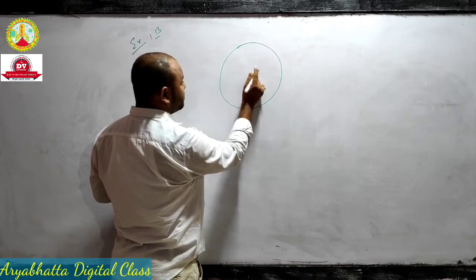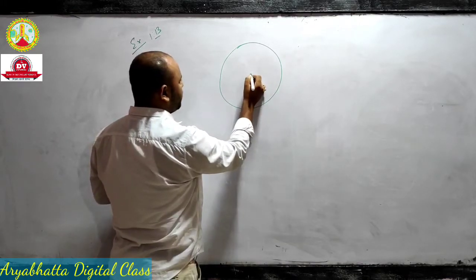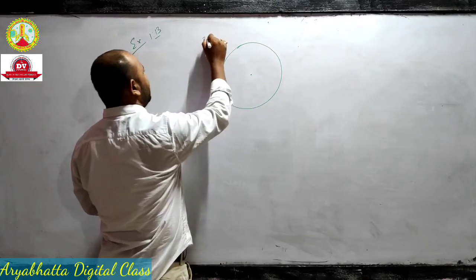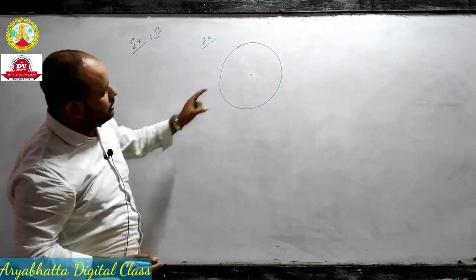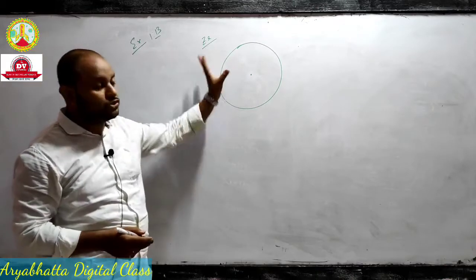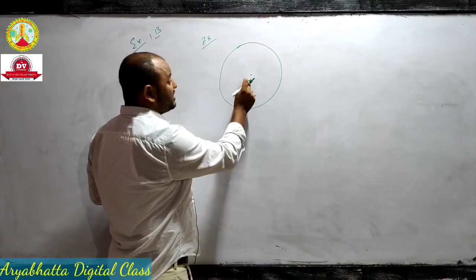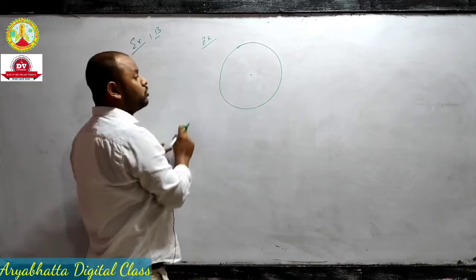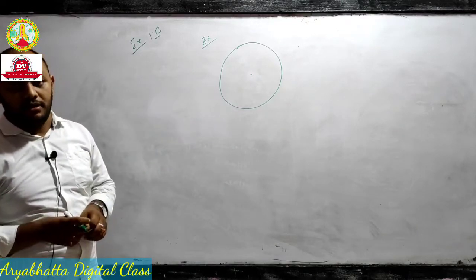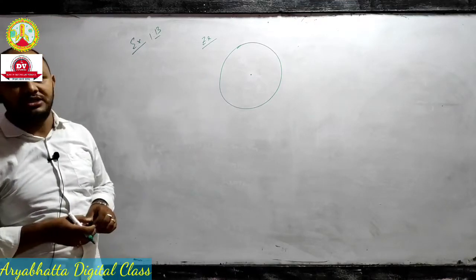Here the nucleus is positively charged. This is our nucleus, and the charge of the nucleus is Ze. The size of the nucleus is very small compared to the size of the atom. Here Z is the number of protons, and e is the charge of a single proton. Ze will represent the total charge of the nucleus.